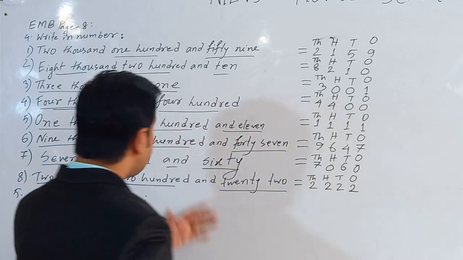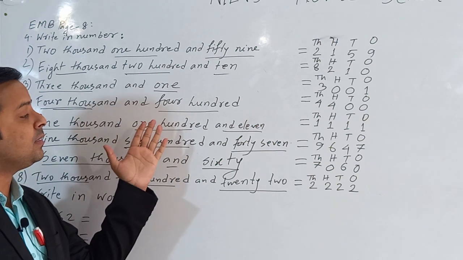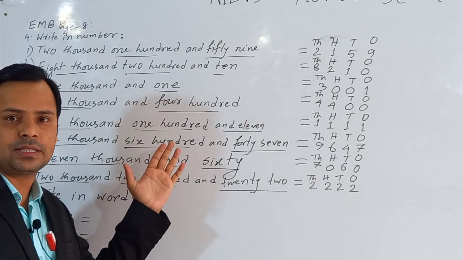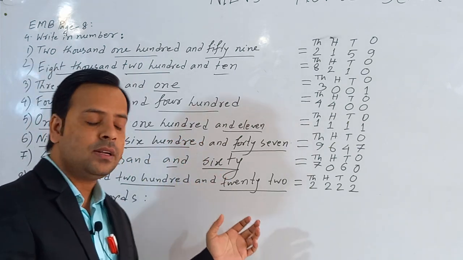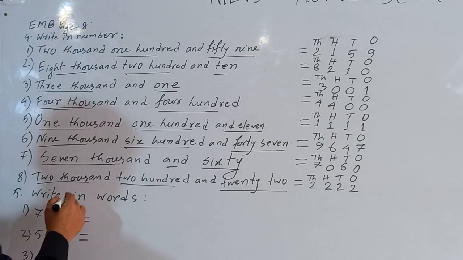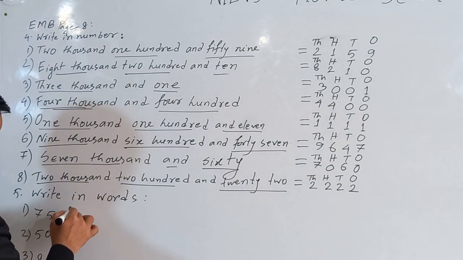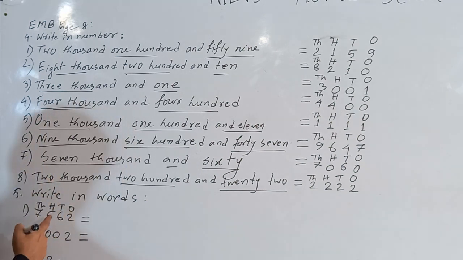Dear students, I hope you have learned from this lecture how to write the numbers when they are given in words. Now we are going to take some numbers that are given, and we have to write each number in words. So at first we have to read the number. To read the number, we have to indicate the position of the digits: ones, tens, hundreds, thousands. So read the first number.